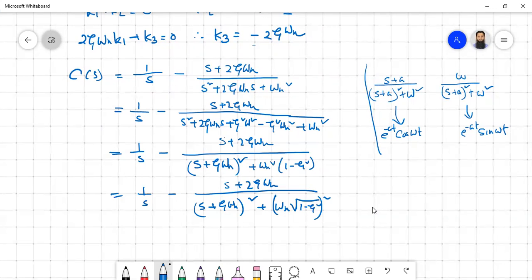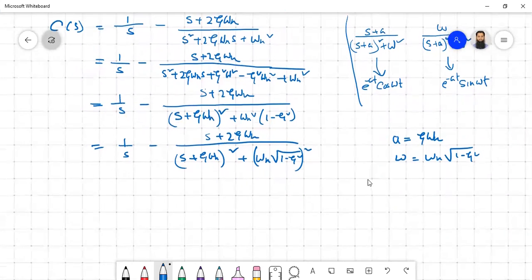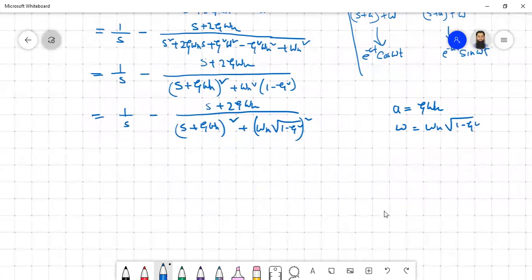Now, what is our a? Our a is what we have figured out: zeta omega n. And what is our omega? Omega is omega n root over 1 minus zeta square. So now the numerator you have to organize in a way so that you can have this parameter at the top. So let us organize that thing: 1 by s minus, so s plus zeta omega n we should have. So s plus zeta omega n, so another zeta omega n will be left. Okay, but now we can just separate these two.